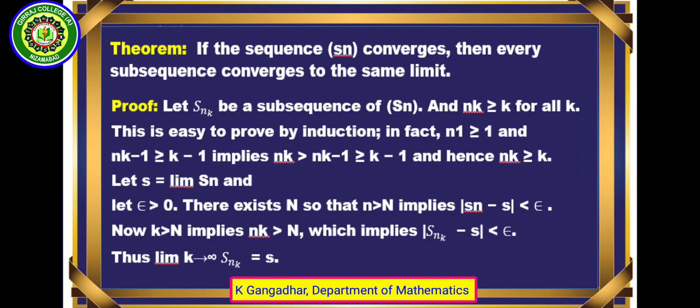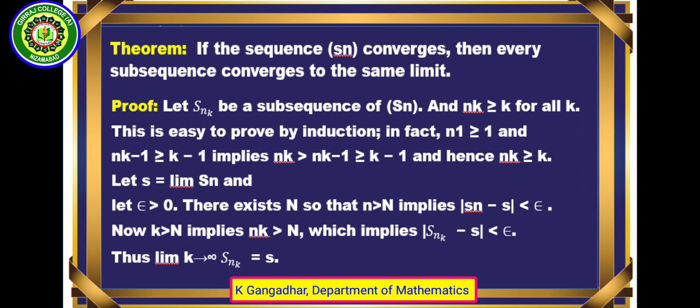Now, the proof of the theorem. Let S_nk be a subsequence of the sequence Sn, and nk is greater than or equal to k for all k. This is to be proved by induction. In fact n1 is greater than or equal to 1, and n_{k-1} is greater than or equal to k-1 implies nk is greater than n_{k-1}, which is greater than or equal to k-1, and hence nk is greater than or equal to k. Next we take s equal to the limit of Sn, and we apply the limit here.